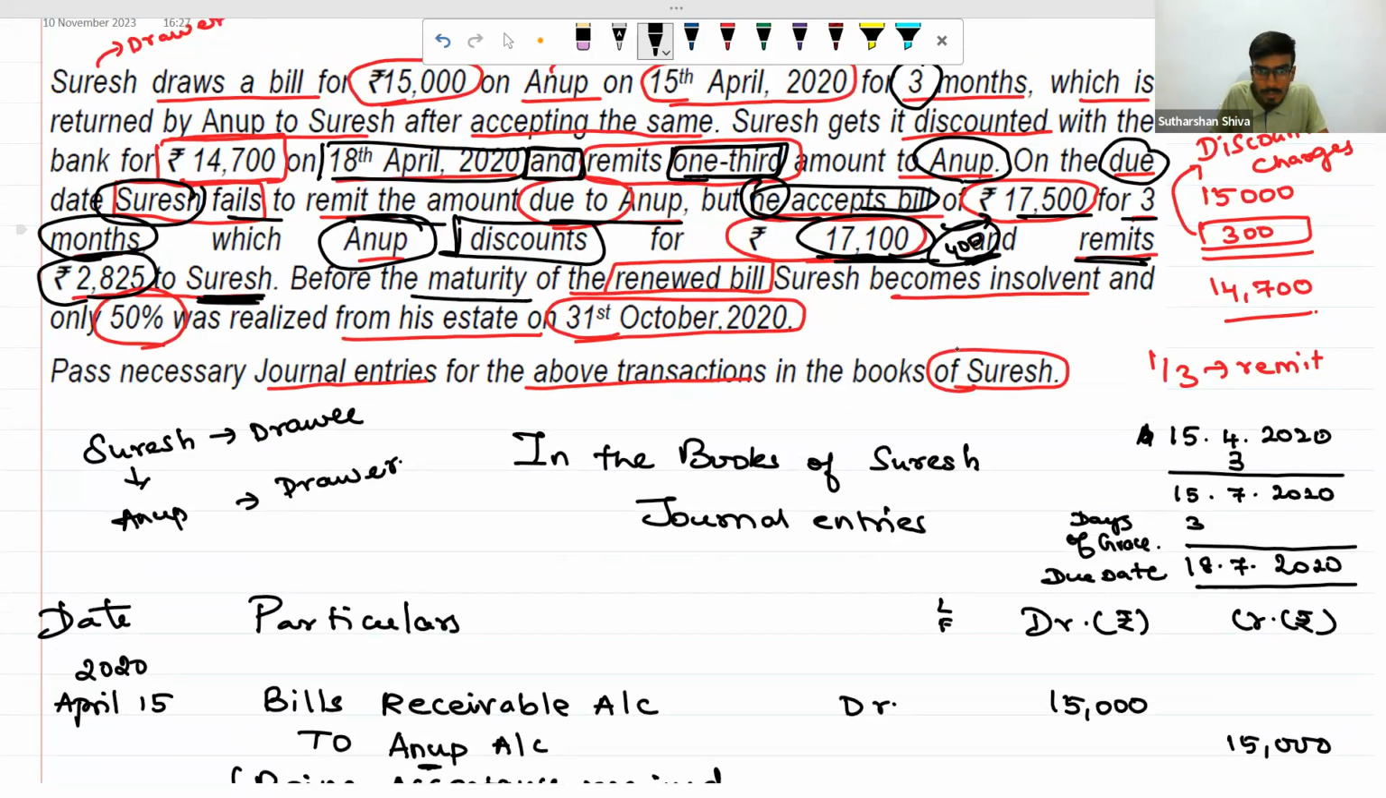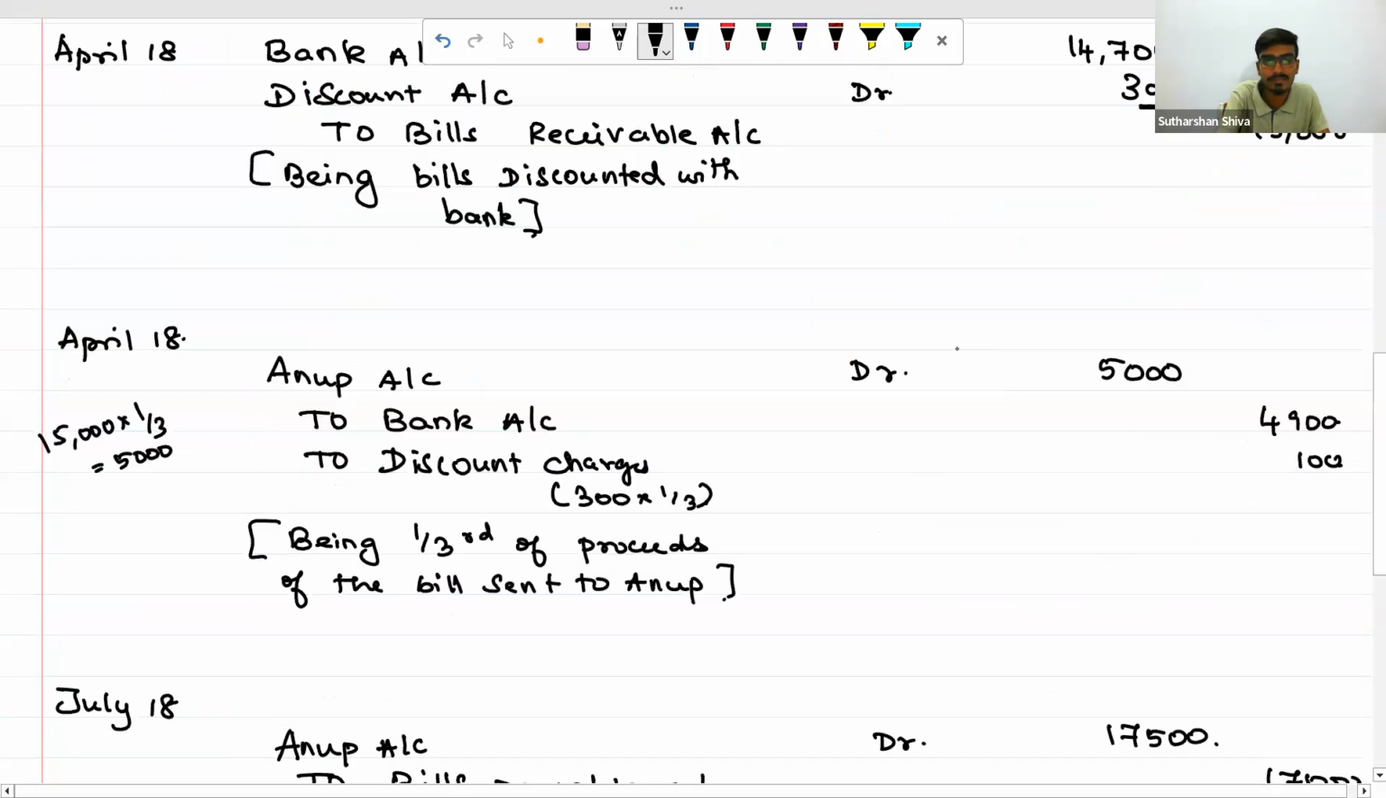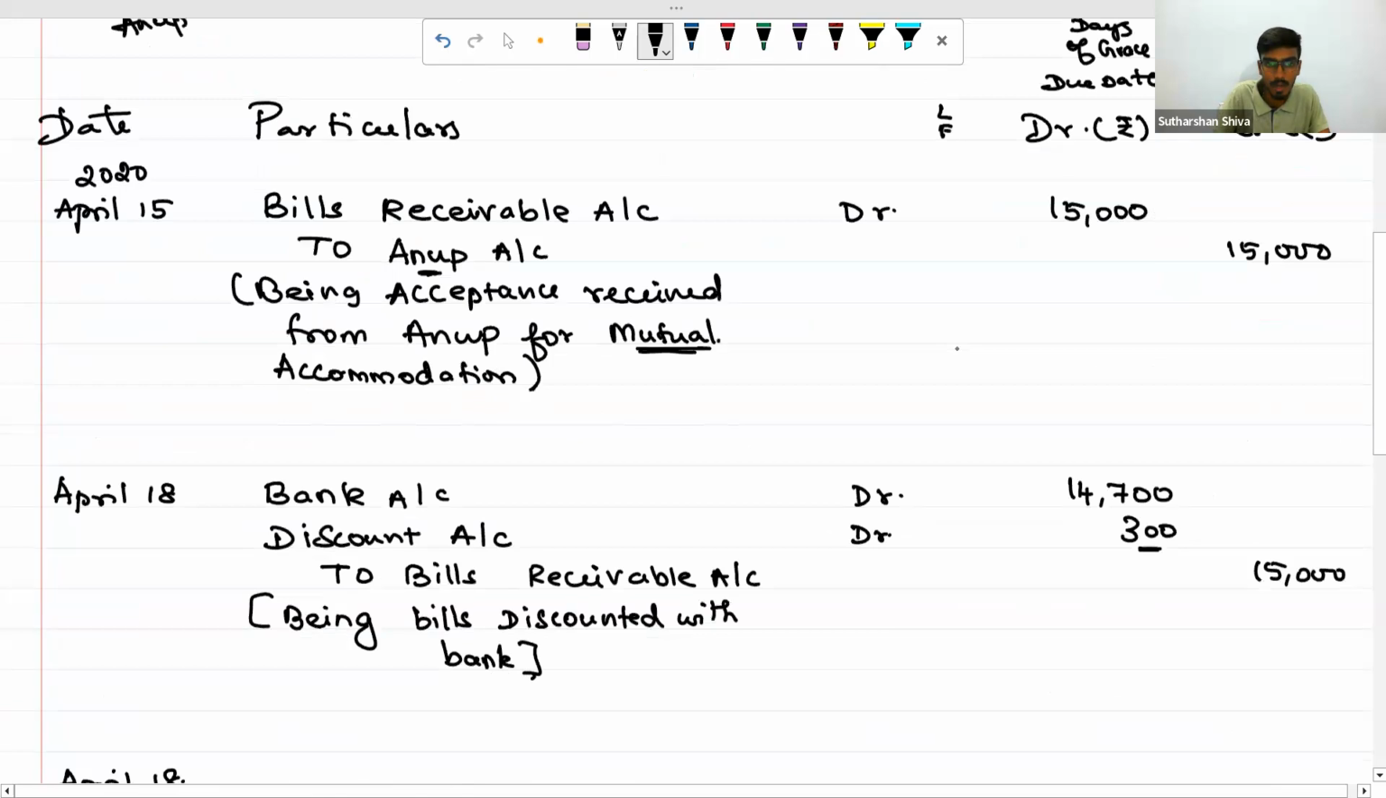Before the maturity of the renewed bill, Suresh becomes insolvent. He is not able to repay the amount, which was realized on the next date, 31st October. So here on the due date, before the maturity, he renews the bill, Suresh becomes insolvent. From July 18, calculate 3 months. How will you calculate?